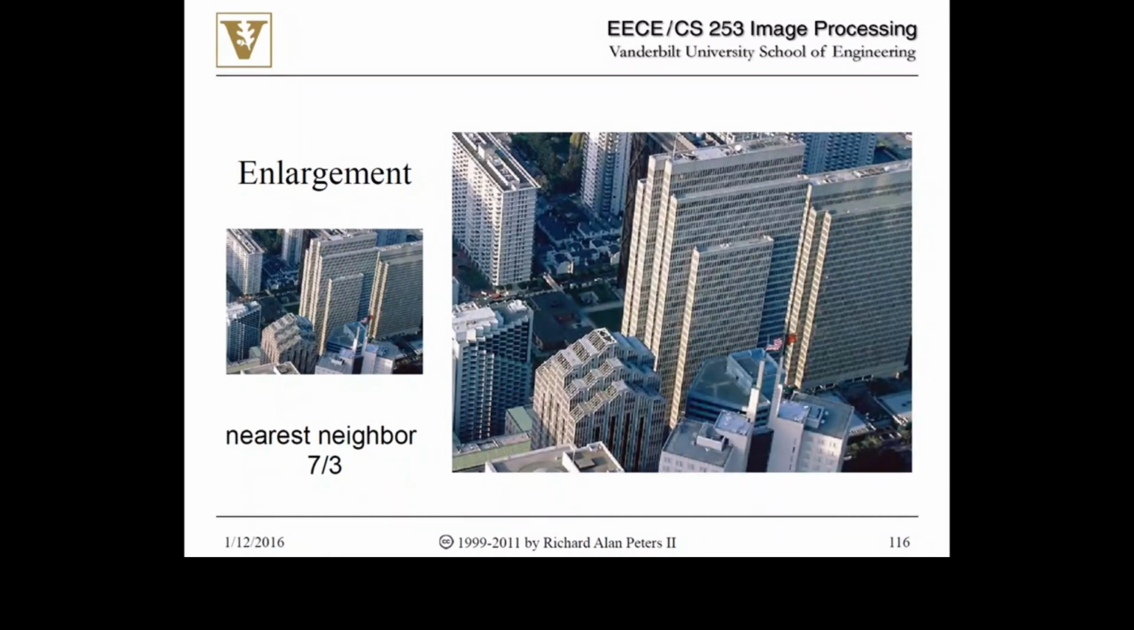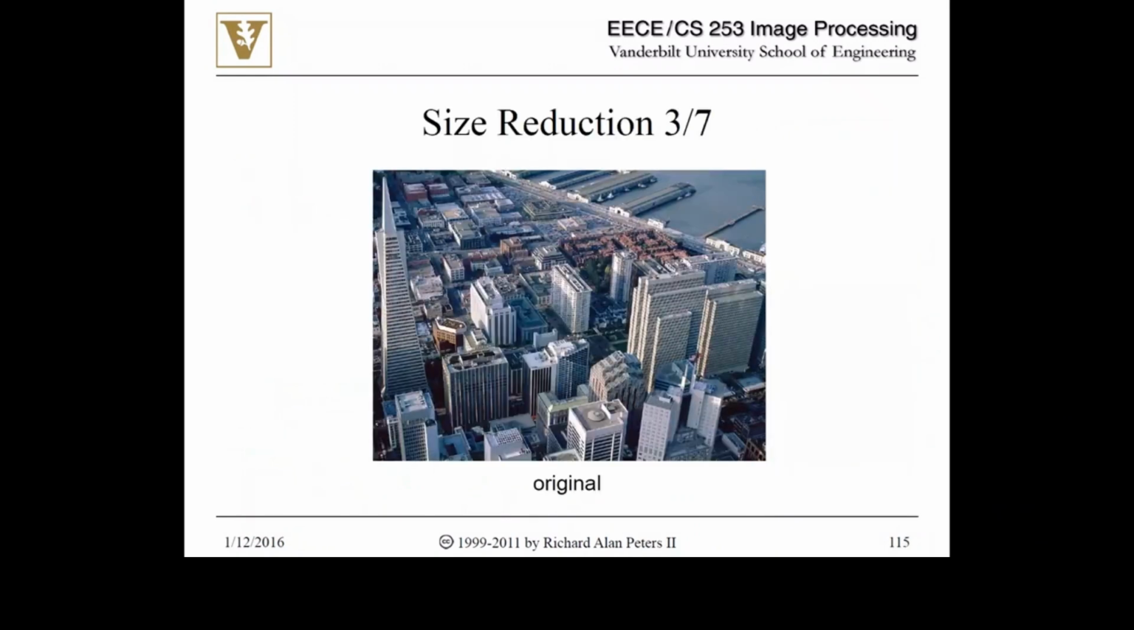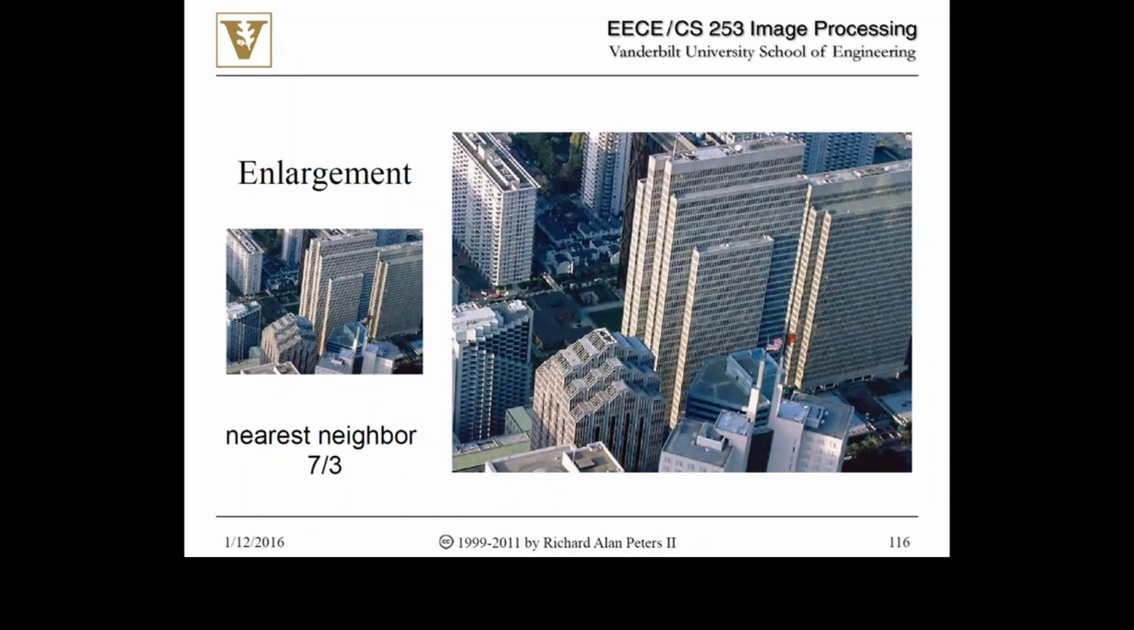So in this example, we were making the image smaller. Now we will make it larger. So this is the nearest neighbor enlarging. This is the bilinear enlarging, and this is the bicubic enlarging.